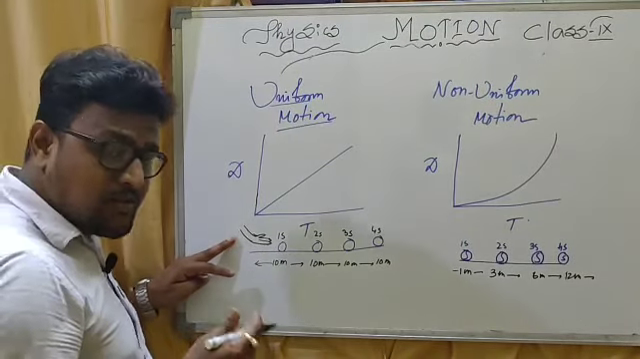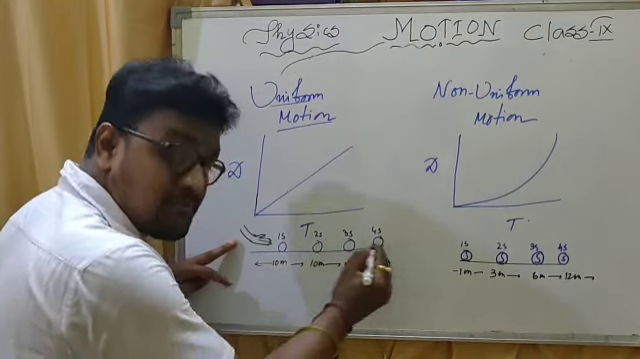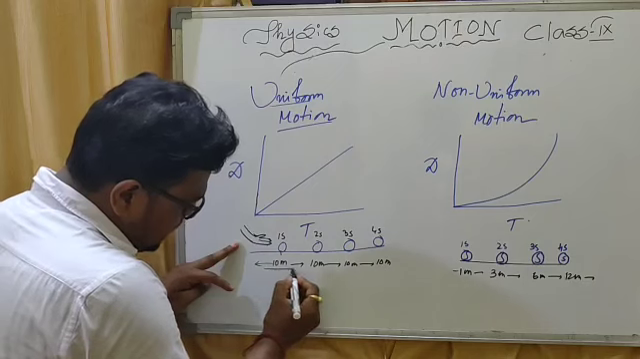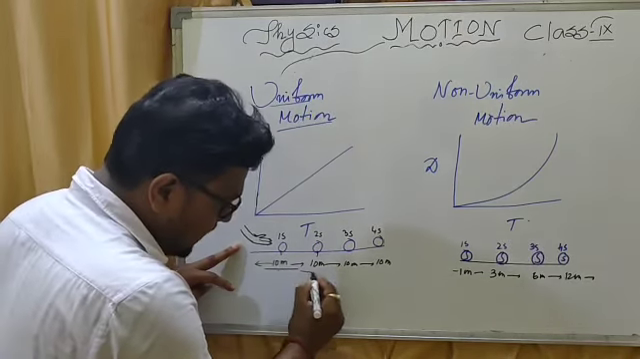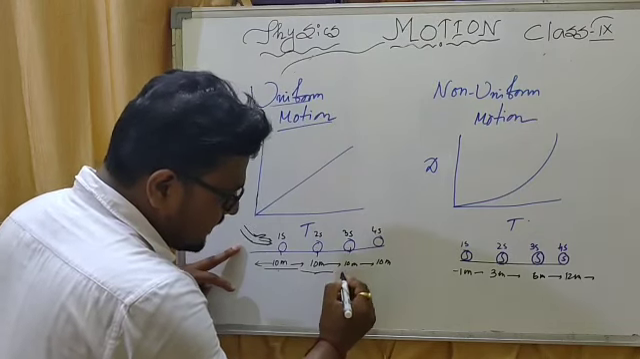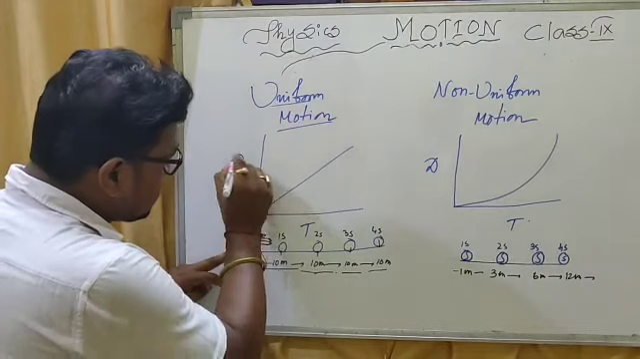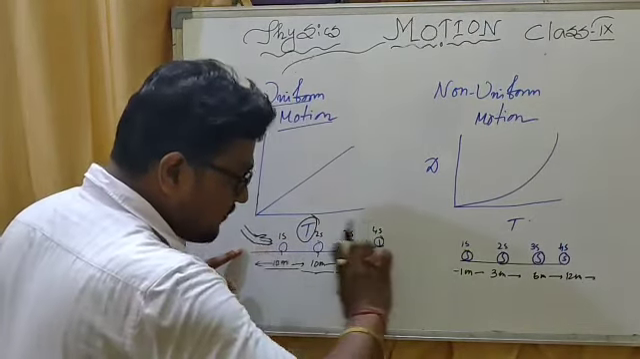Let us imagine you throw a ball and it is moving. In the first 1 second, the ball moves 10 meters. Again in another 1 second, the same distance, another 1 second, the same distance, another 1 second, the same distance. That means the distance as well as the time intervals are equal.